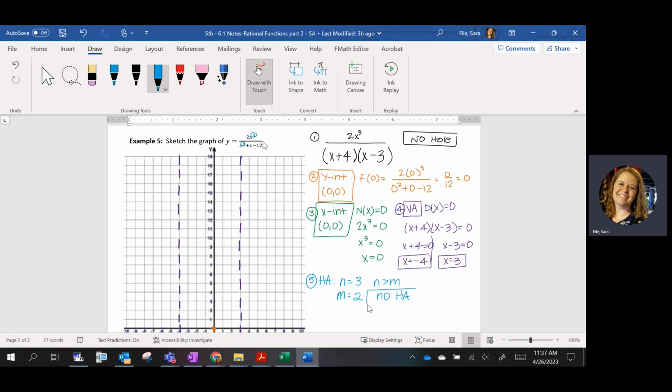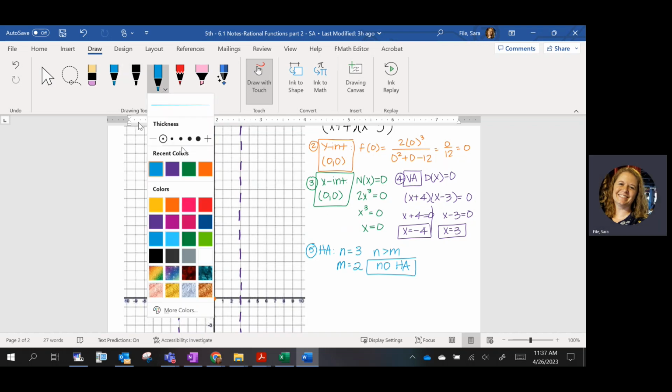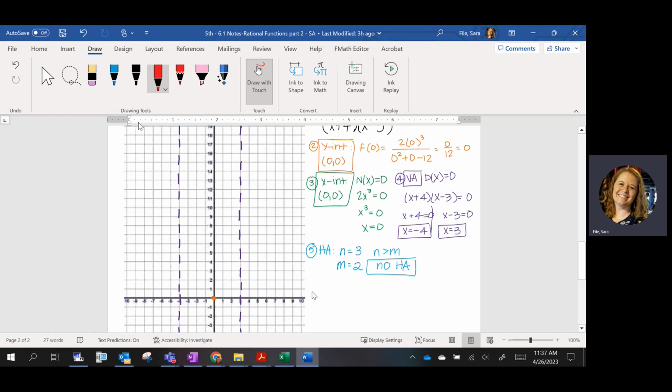So none of these examples had a horizontal asymptote, but how would you graph a horizontal asymptote if there was one? What would it look like? Yeah, it would be a dashed line, just like we were doing for the vertical and the slant, but it would just be horizontal. It'd be flat left to right. And it would be y equals a number. Okay, this one does not have one, so we now look for slant asymptote.